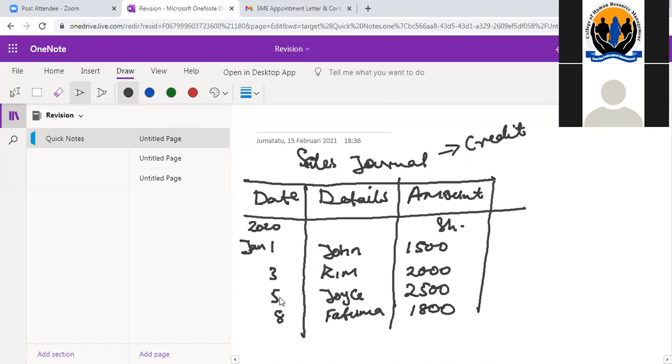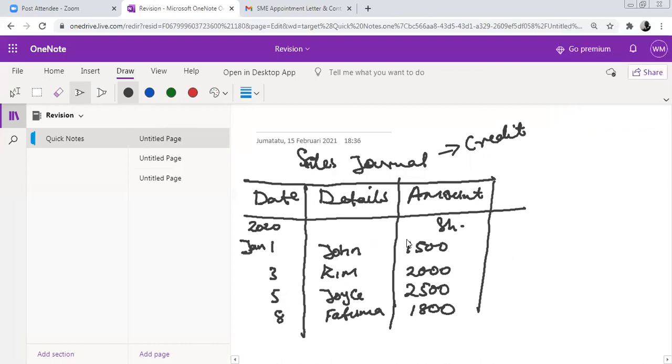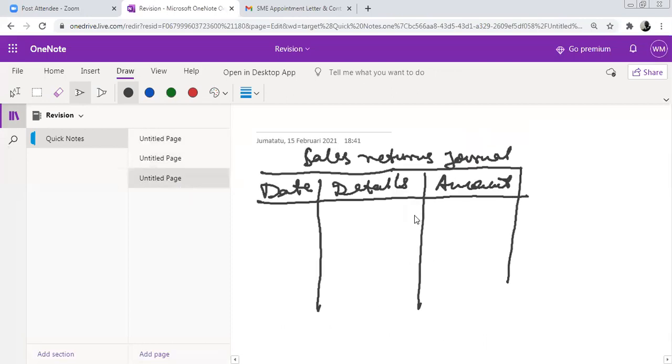Maybe on 7th, John returned goods. You cannot return goods if you did not buy them. So first of all, those goods must have been sold for them to be returned back and considered sales returns. So you write 2020, January 7th, a customer by the name John returning goods, and the value of goods being returned is 500. Maybe on the 9th, Kim returns goods of 300. So you record the value of the goods returned by the customers who had initially bought them on credit.